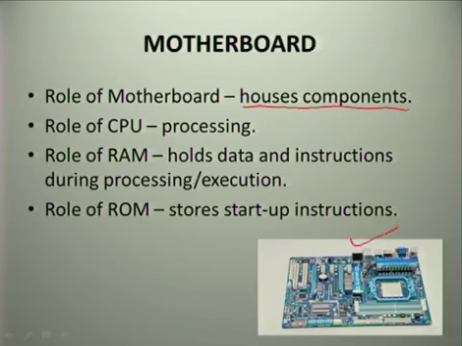Then the role of the CPU is processing. So while everything is happening, the CPU is processing. Then the role of RAM is to hold data and instructions during the process of execution. Now this is obviously happening, and the RAM is holding the data temporarily while everything is happening. Then the role of ROM is to store the startup instructions. So all of these are the components that are involved in the startup process of a computer.